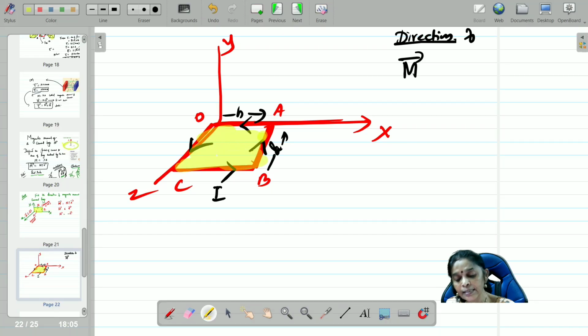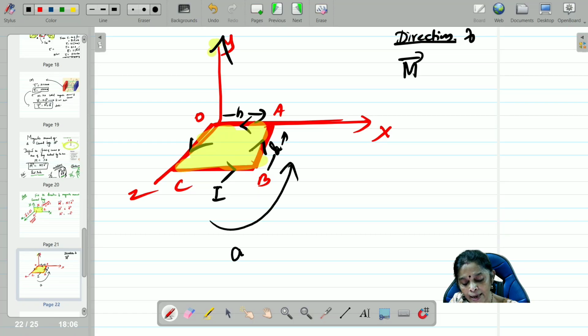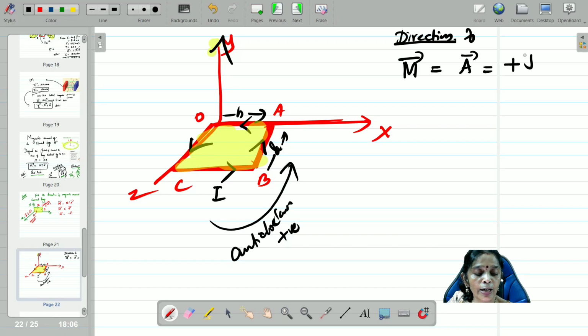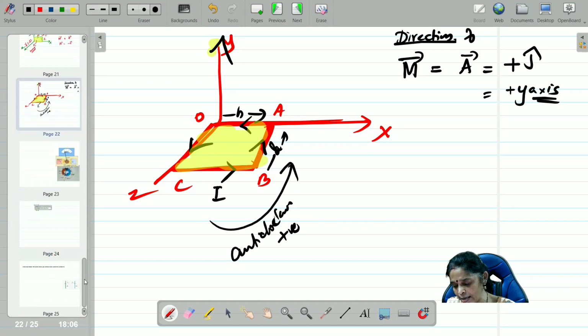The coil is placed in the XZ plane, so the perpendicular to the XZ plane is the third axis, the Y axis. But whether it is positive or negative, how do we find out? I already told you, it is anti-clockwise. If it is anti-clockwise, what do you take, children? Anti-clockwise is positive. So therefore, M vector is equal to area vector, which is equal to positive j cap, or you can say positive y-axis. So hope you understand, children. That is all. Very, very easy.